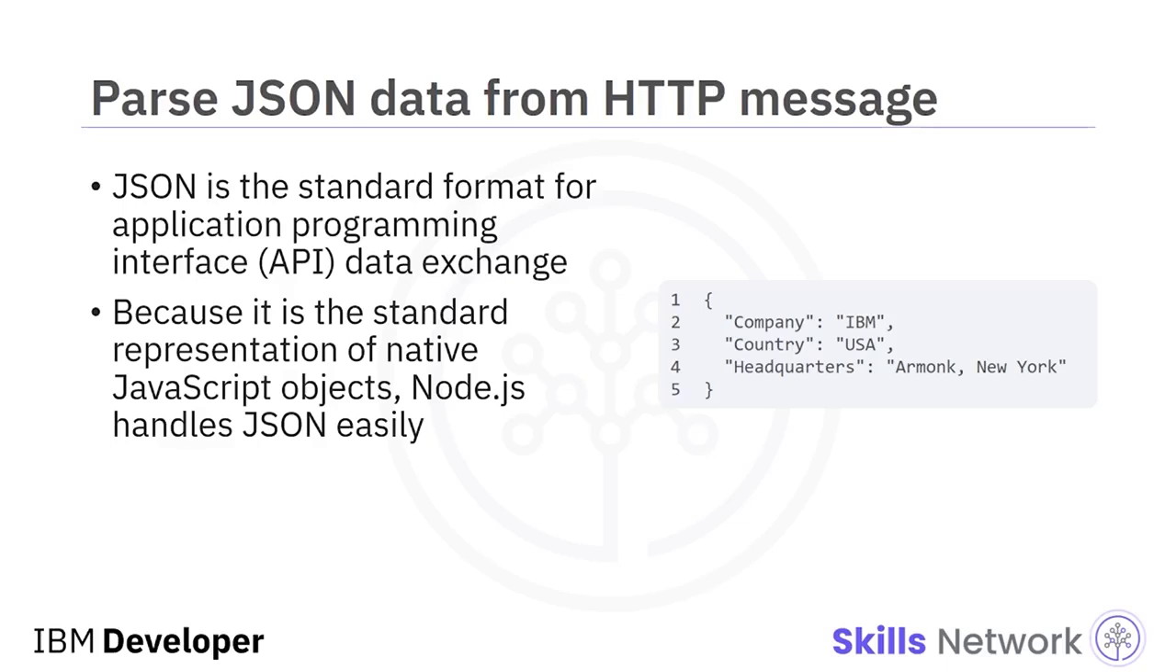In this example, the object consists of attribute-value pairs. The first attribute is company, and the value is IBM. The second attribute is country, and the value is USA. The third attribute is headquarters, and the value is Armonk, New York.